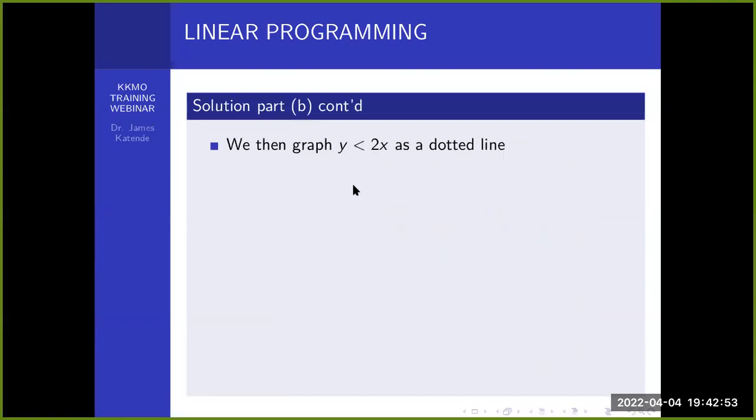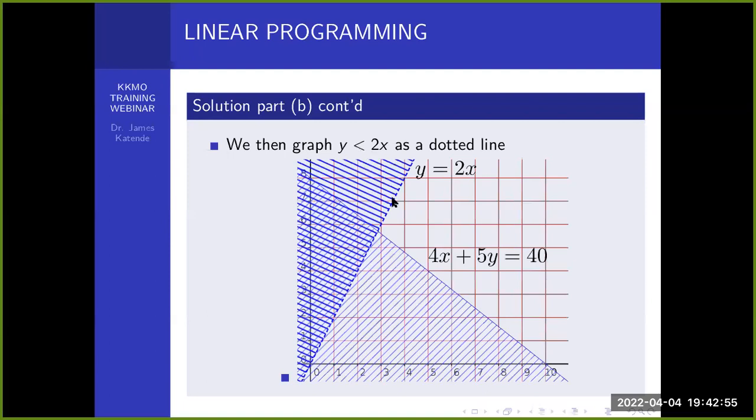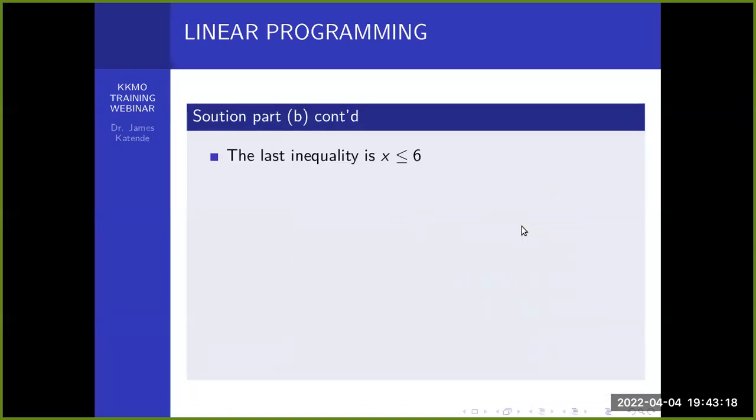Then this is a strict inequality. Y is less than 2x, so it's drawn as a dotted line. That means the points that are precisely on this line, y is equal to 2x, are not part of a feasible region, but anything on this other end to the right will be part of the feasible region.